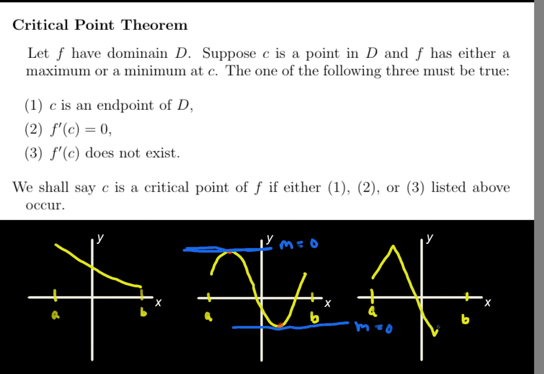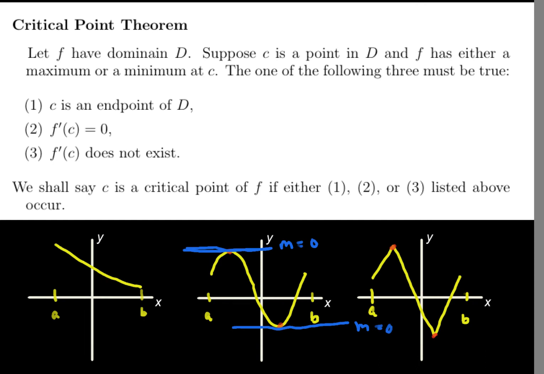And then we see again, here at the top is our maximum. This is our maximum value, and this is our minimum value. And in both cases, because we've got a sharp cusp there, the derivative doesn't exist. So those are the three scenarios in which we have a maximum or a minimum. So this limits our scope of what we need to look for.